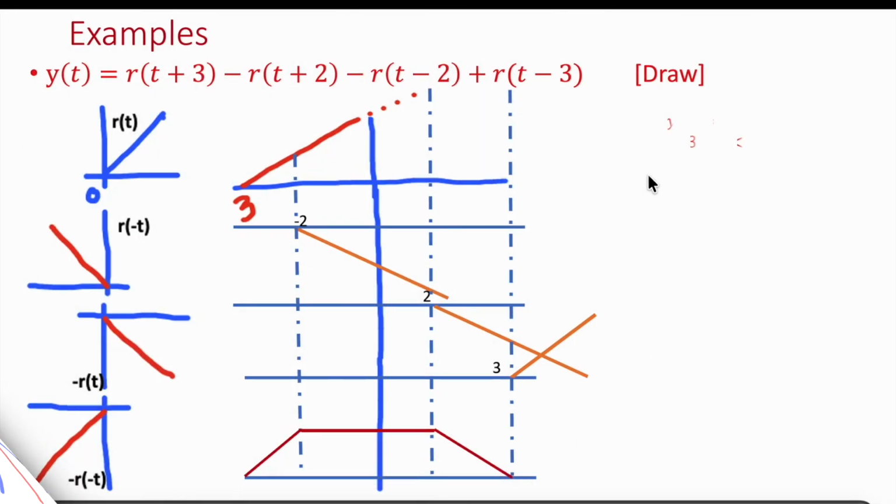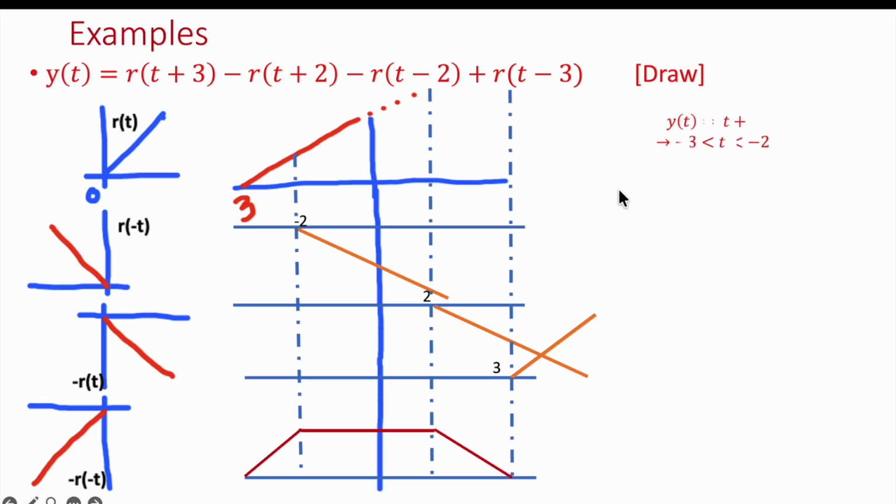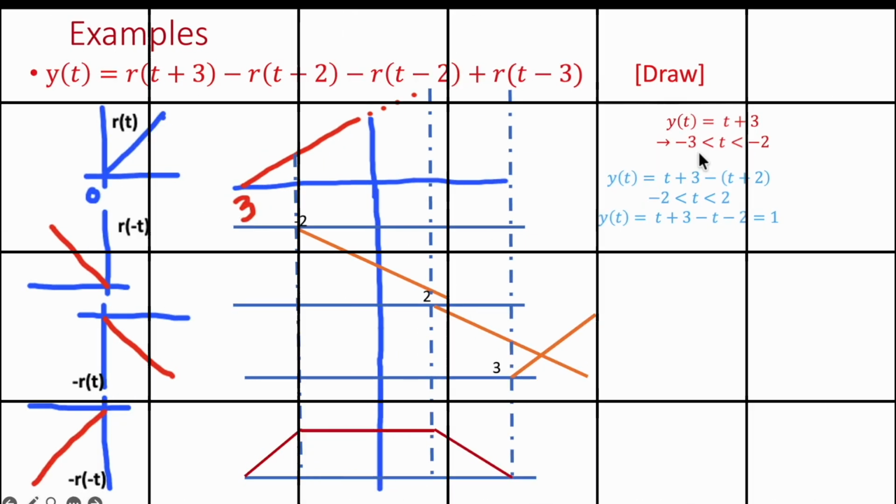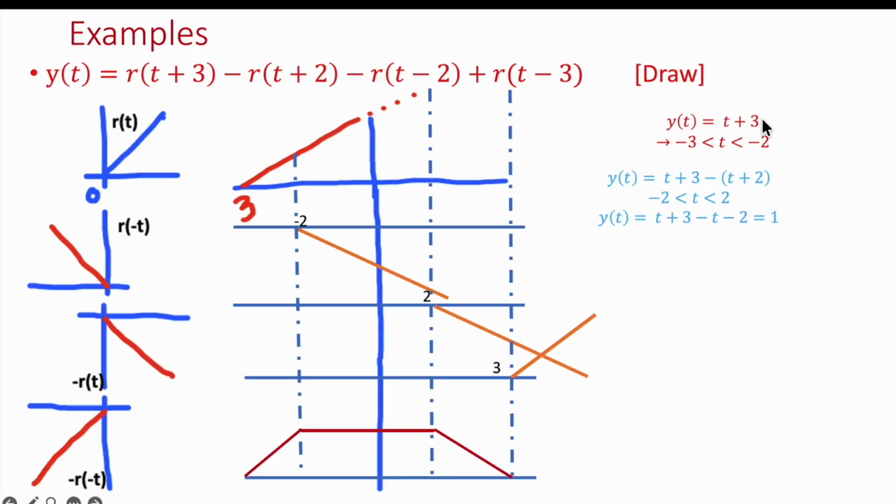If you want to see the same result using the mathematical equation, we can do that as well. From the first signal, r of t plus 3, y of t equals t plus 3 from minus 3 to minus 2, where you only have t plus 3. Then from minus 2 to 2, y of t equals t plus 3 minus t plus 2. So t plus 3 minus t minus 2, where the t cancels with the other t. So 3 minus 2 equals 1, and you have a constant line at 1.